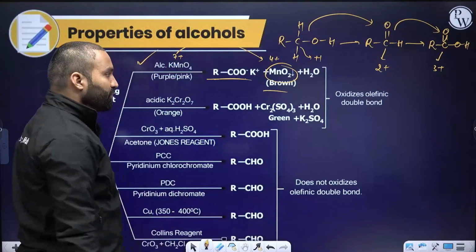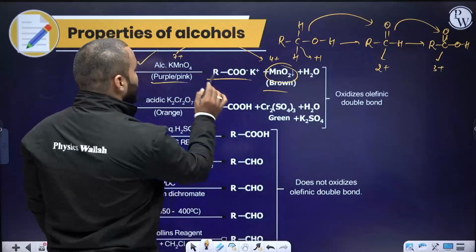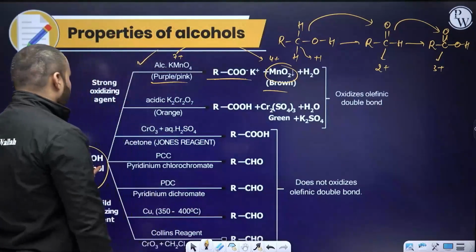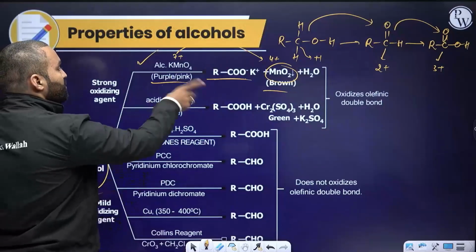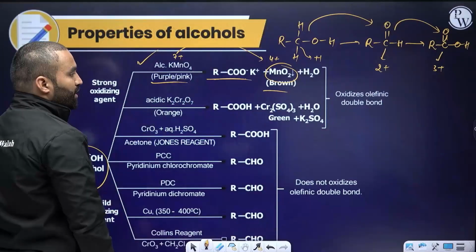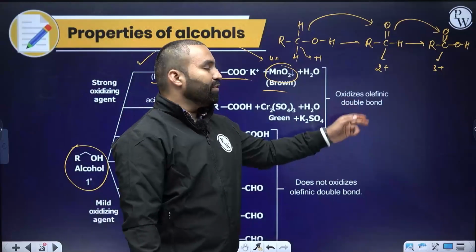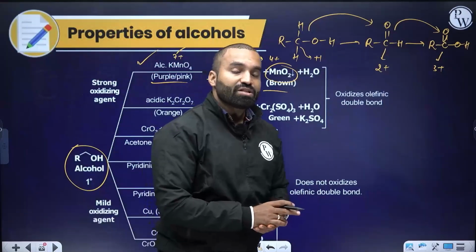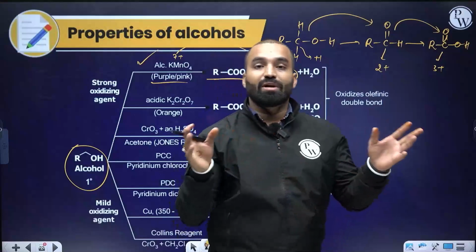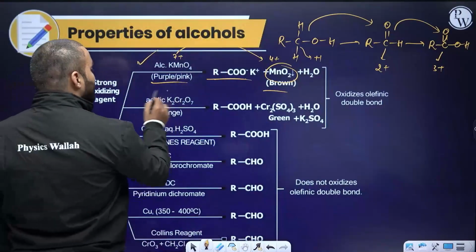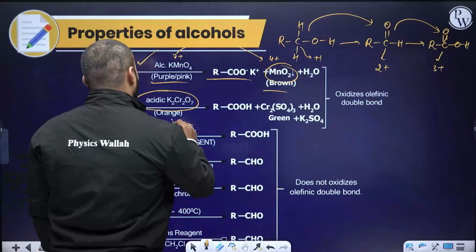Okay? Very good. So the purple color discharges, so this becomes one of the tests of checking whether alcohol is present or not. So alcohol can be oxidized, and the purple color will be discharged. Remember, KMnO4 can also oxidize an olefinic double bond. Like I told you, Baeyer's reagent can also oxidize a carbon-carbon double bond into diols. Okay, we can use acidic K2Cr2O7, which has an orange color.